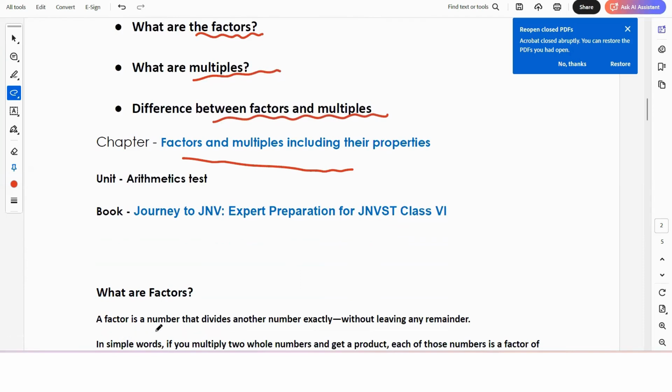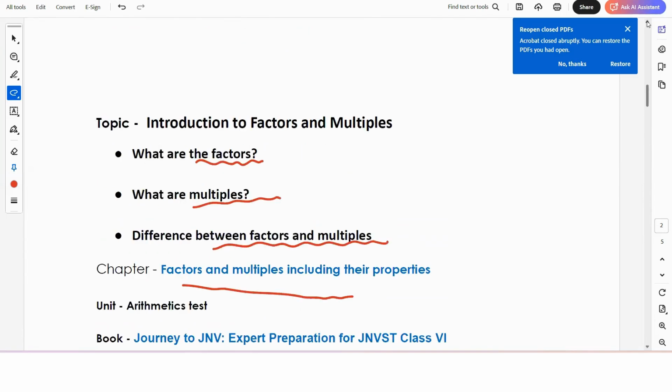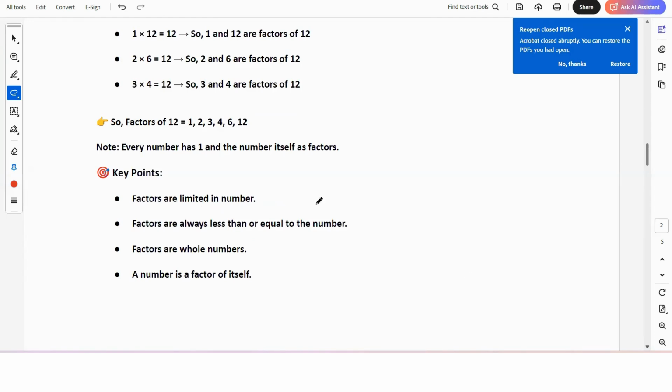A factor is a number that divides another number exactly without leaving any remainder. It means the value of the remainder should always be zero. Suppose 1 times 12 equals 12, then 1 and 12 are the factors.